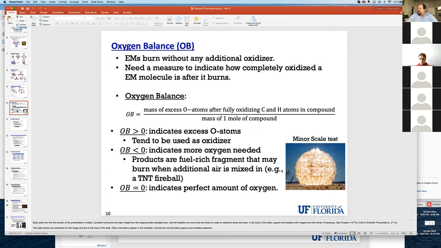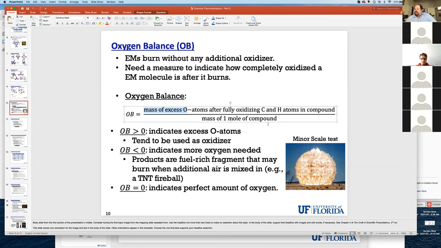So for energetic materials, they are often characterized by something called an oxygen balance. Again, this is needed because EMs burn without any additional oxidizer, and so we need a measure to indicate how completely oxidized it is after it burns. The oxygen balance is defined by the mass of excess oxygen atoms that are left over after fully oxidizing the carbon atoms to CO2 and all of the hydrogen atoms to H2O. So it's the mass of those atoms divided by the mass of one mole of the compound.